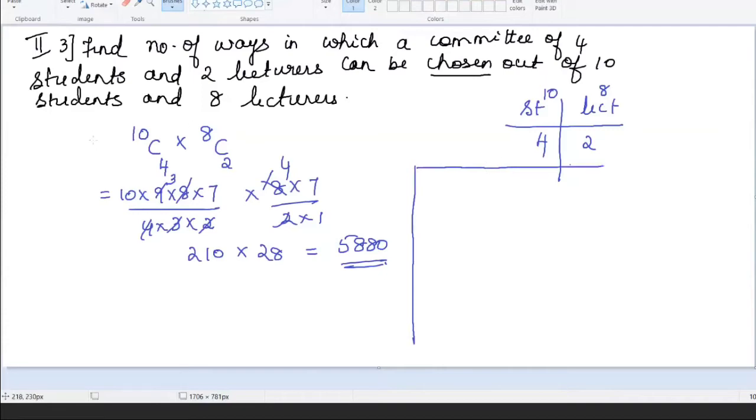Yes, you can start this step directly. There are no marks for the sentences. You can directly write the answers. Answer is 5880. Here, go to the fourth question.